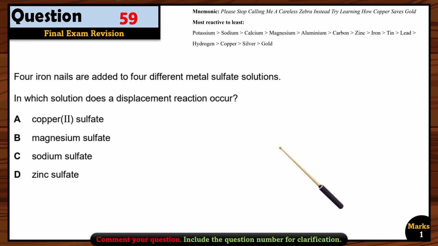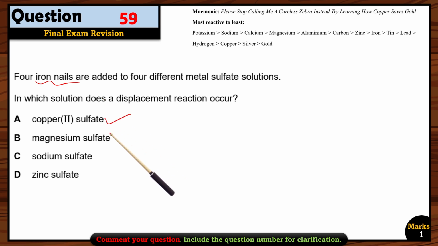Question 59. 4 nails are added to 4 different metal sulfate solutions. In which solution does a displacement reaction occur? Again, a displacement reaction will only take place in metals if one metal is more reactive. So if there are iron nails, the metal which can do the displacement reaction will be the one that has less reactivity than the iron, because iron is going to displace that solution, right?